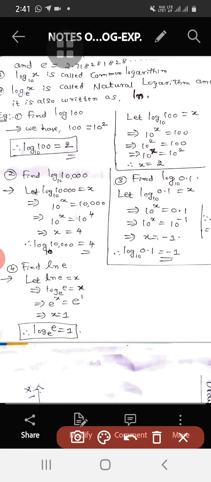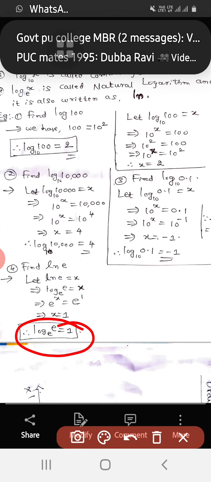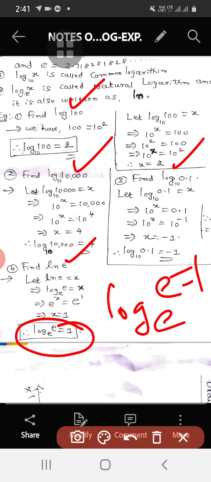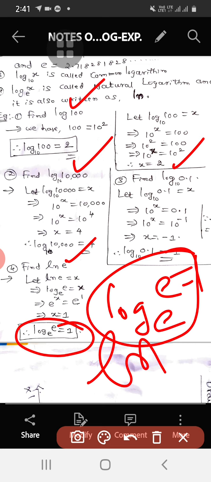Log e base e value is 1. Similarly we can find out log 10,000, log of 100, log of 0.1. ln e or log e base e value is 1, or we can write it as ln. ln e or log e, both are the same.